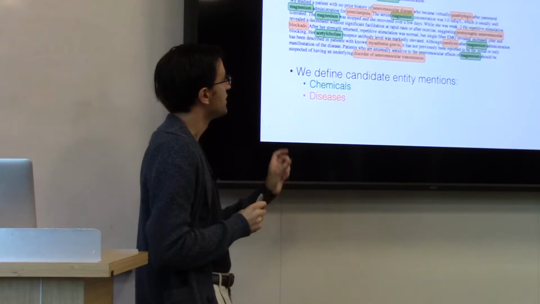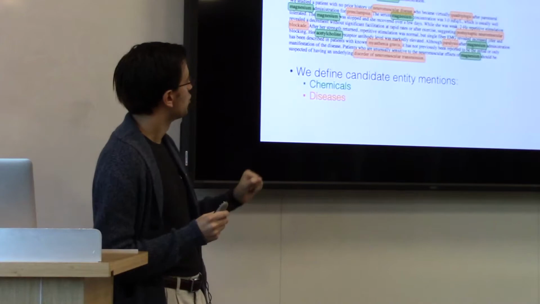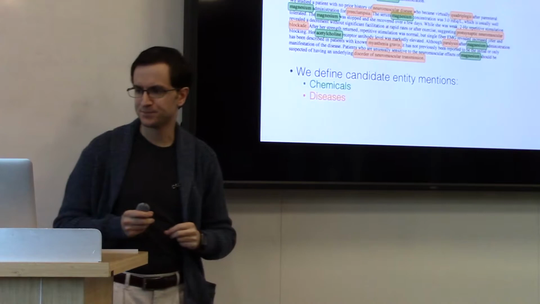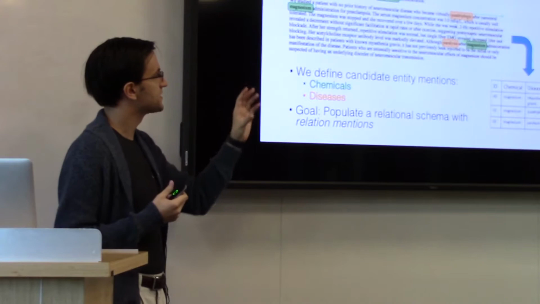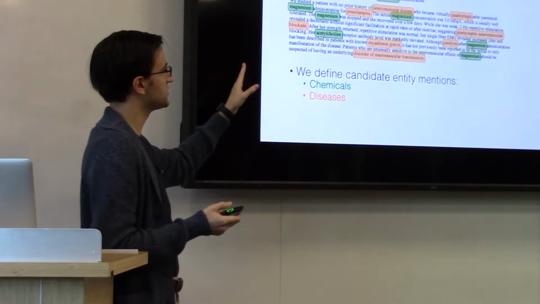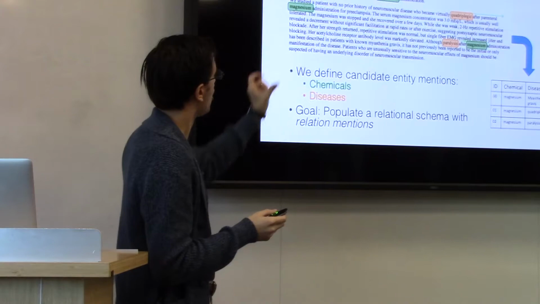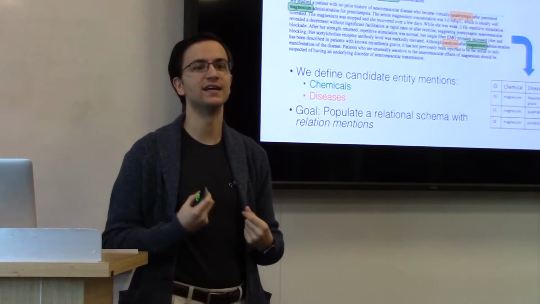We can go through and see magnesium, acetylcholine, I guess those are the two types of chemicals in this. And then we also have the diseases tagged, like preeclampsia, myasthenia gravis, things like that. Now the task that we want to do, our goal, is to populate a table of the chemicals that the text says cause certain diseases. If I flip back and forth between these two slides, you'll see that there are lots of mentions of chemicals and diseases. But only some of them, this is the ground truth, the thing that we're interested in producing, only a small subset of those pairs of chemicals and diseases are actually related in the text.